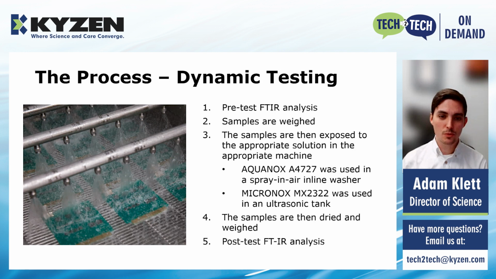All right, so like I said, once we do static testing, it's always good to do the dynamic testing as well to see if the machine parameters and process parameters change the compatibility of the sample. In this case, we do something very similar where we start off with an FTIR analysis of the tests to make sure that nothing is chemically changed between the as received and the processed material. We then weigh the samples, and then the samples are exposed to the appropriate chemistries, but in their appropriate machines. So for example, in this case, the Aquinox A4727 was used in a spray and air inline washer.